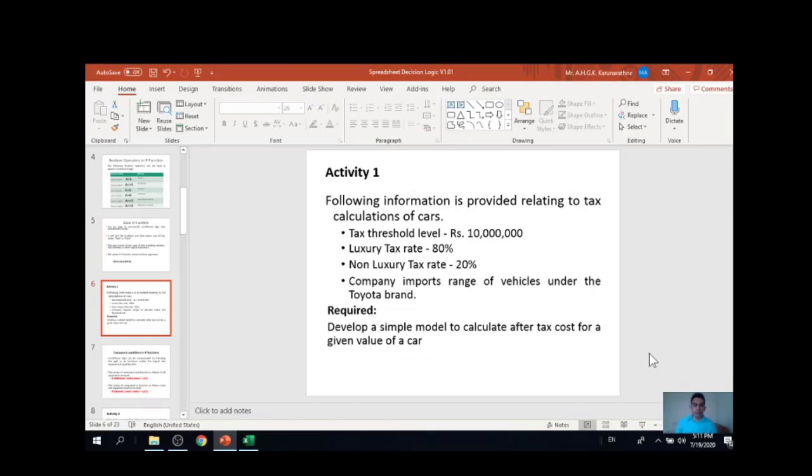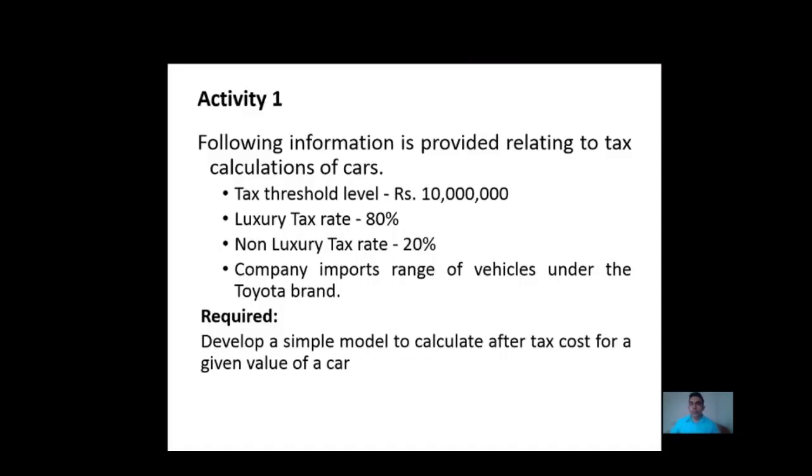Okay, this is the activity. We'll have a look at the activity. Activity number 1, following information is provided relating to tax calculation of cars. Tax threshold level is 10 million, luxury tax rate is applicable at 80%, non-luxury tax rate is 20%. So a company imports a range of vehicles under the Toyota brand.